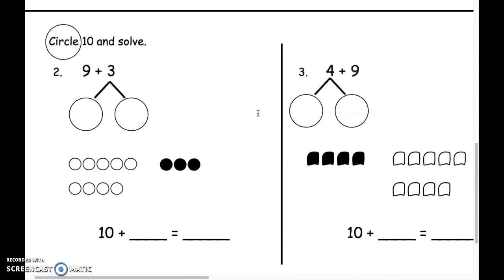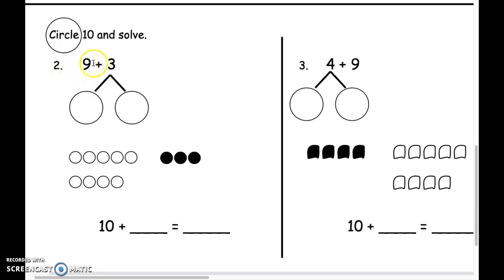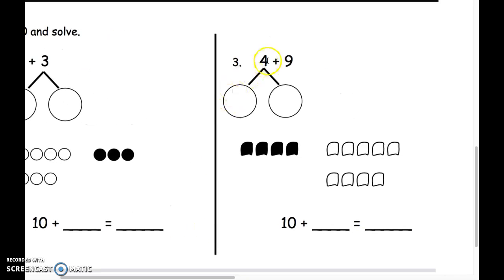You're going to do the same for these. Number 2 says 9, circle the 10, and solve. So the first thing you're going to do is circle the 10 here. Okay? Sorry about that. And then you're going to put in your 2 parts. So how many did you have to take from the 3 to make 10? And then how many are left over? And then you're going to show 10, because that's your new 10, plus whatever is left over, and get your answer. Number 3, same thing.